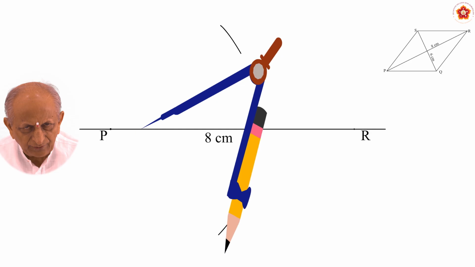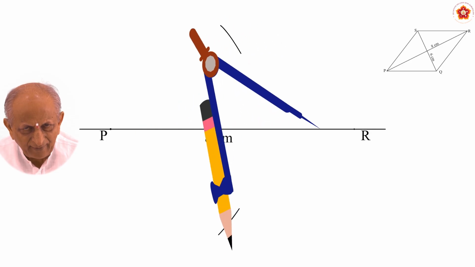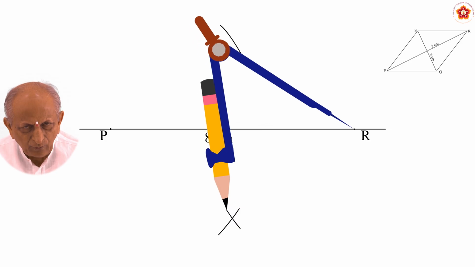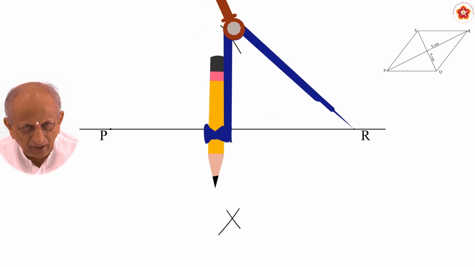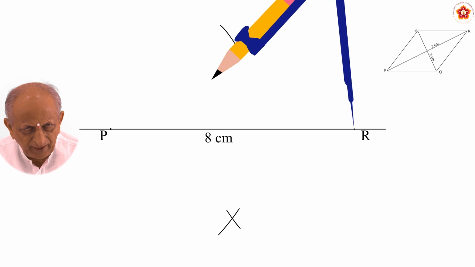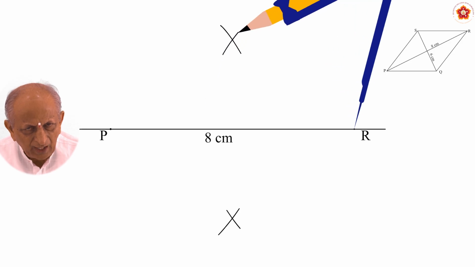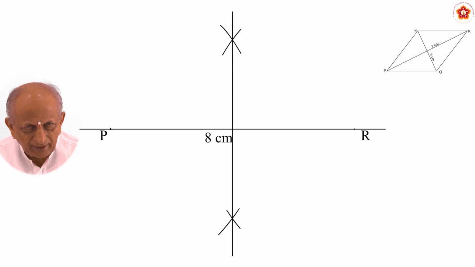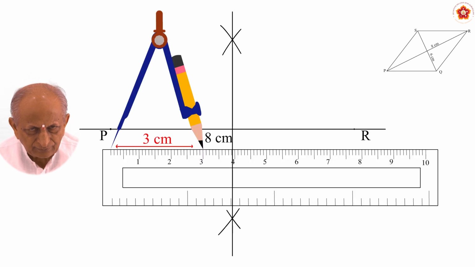Now what you are doing is bisecting the side PR. So what is bisecting? Take more than half radius, and draw an arc of convenient radius from P and also from R. Join these two intersecting points and you get one more diagonal. What is the name of the diagonal? QS.